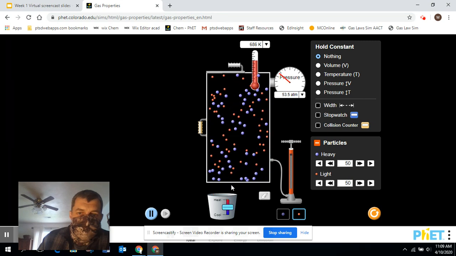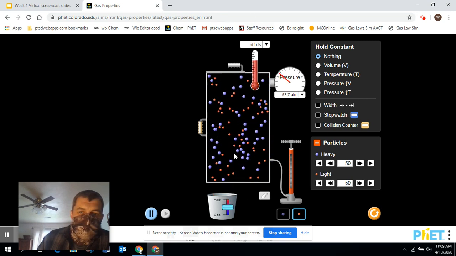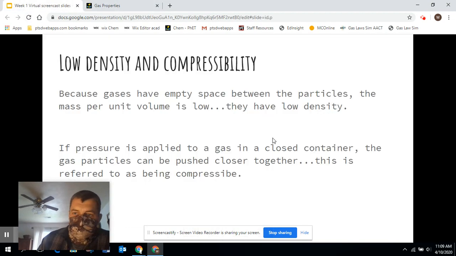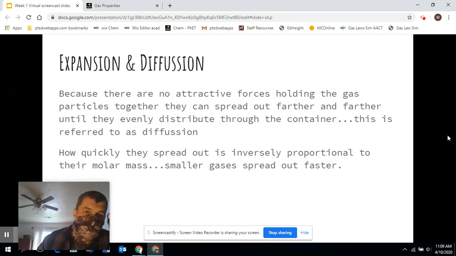Look at how fast they're moving now. The temperature went way up. They're moving faster. So because of all the empty space in between them, they can be compressed. Liquids and solids can't be compressed. There's no empty space in between them.